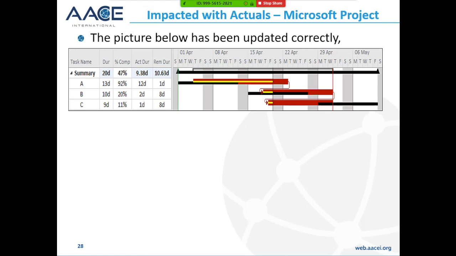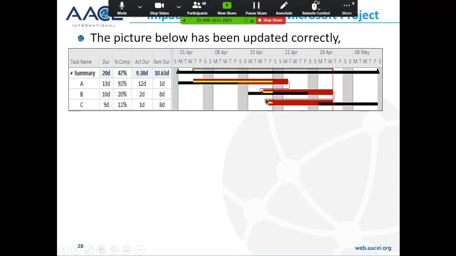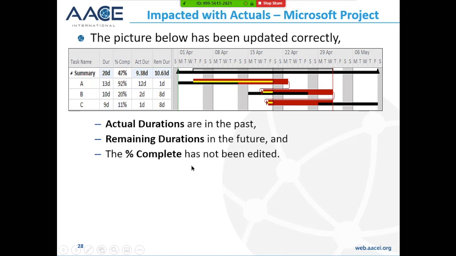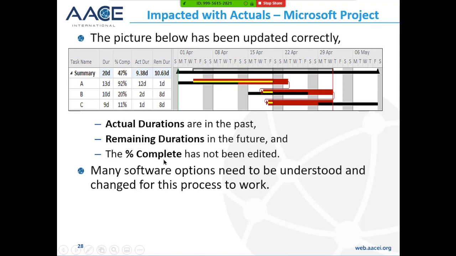So we can see here that this activity here, I've entered an actual start, I've entered the actual duration, and I've entered the remaining duration, and I've done the same for these two. So this is updating this schedule with effectively what's called progress override. So the actual durations in the past, remaining durations in the future, the percent complete is not edited. I have not touched the percent complete.